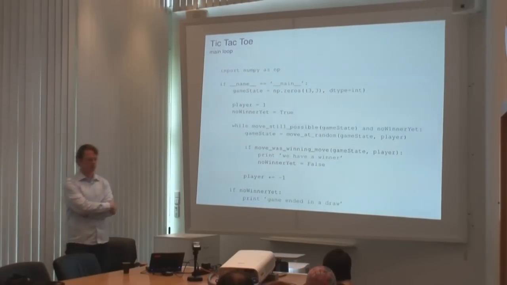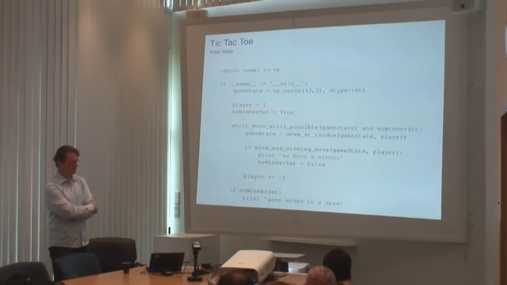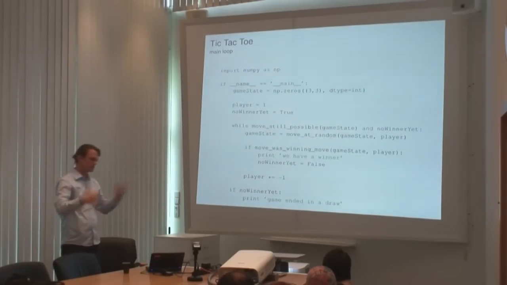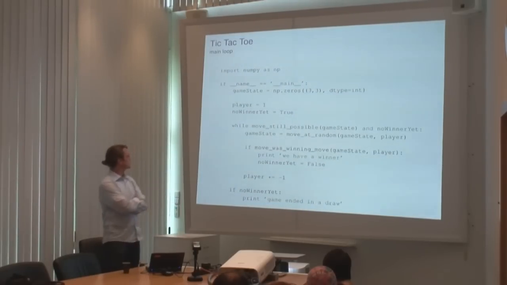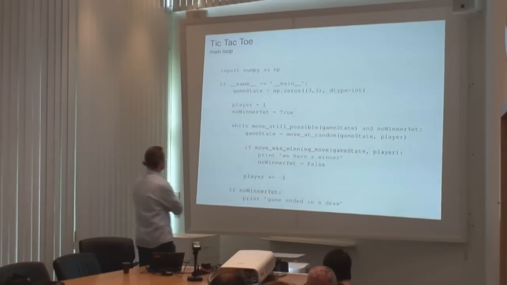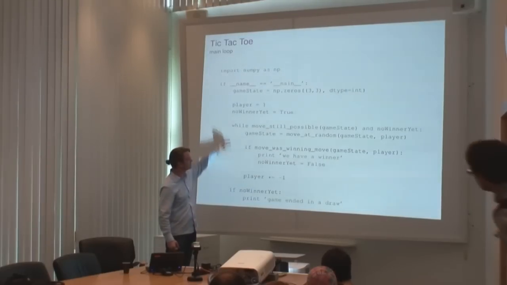We then initialize another variable called player, and we initialize it to 1, which is to say that probably the first move in this game will be carried out by player one, which is the player using the process. And then there is a Boolean variable, which I call no winner yet. And since the game hasn't even started at this point, we don't have a winner yet, so this variable is true.